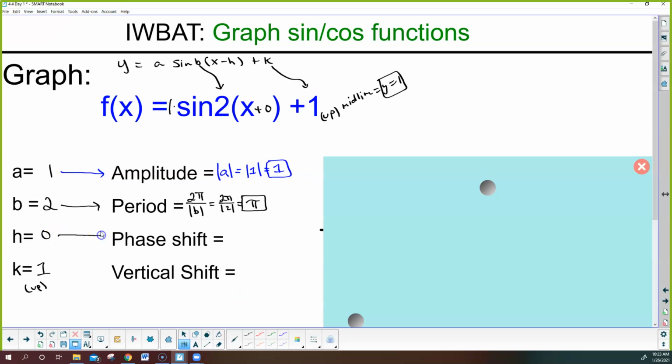Right? My phase shift is equal to h, and in this case, h is equal to 0. So I don't move left or right. We stay exactly where we were. And then the vertical shift is the k value. And in this case, we're going to shift everything up 1. I'm going to use green for that because that is my midline.